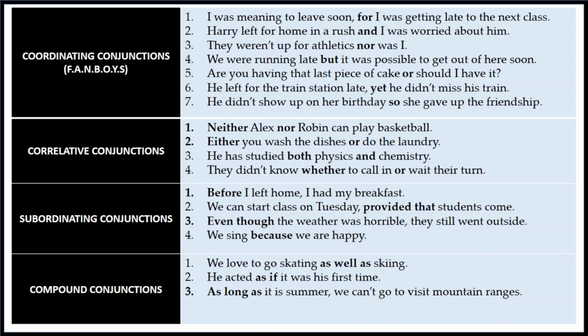We sing because we are happy. "We sing because" is, you can say, one sentence. We sing, independent clause. And we are happy, independent clause. So the basic concept of subordinating conjunctions is that they just connect dependent clauses with independent clauses.